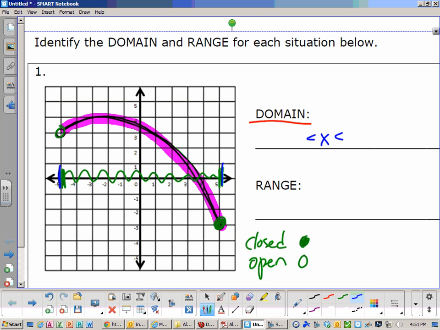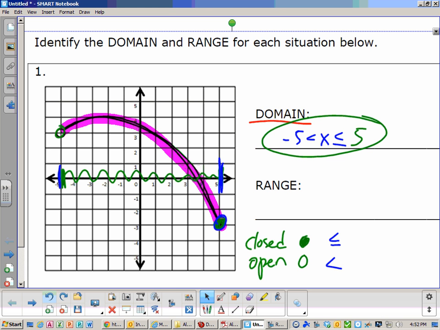The x values are everything from -5 to +5, but the one that gets the bar is this guy, because this is a closed point. Closed points use this symbol, and opens use this. So from -5 with no bar underneath right here, no bar underneath, to +5. And there is your answer. That is your domain.